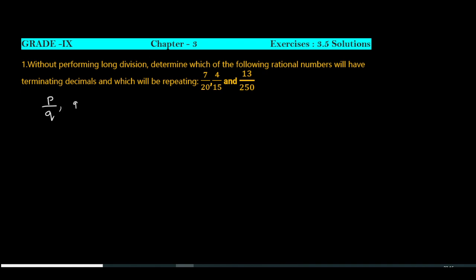and p and q are co-prime, which means they will not have any common factor. Then suppose q is equal to 2 to the power some number into 5 to the power some number, then the number will have a terminating decimal.